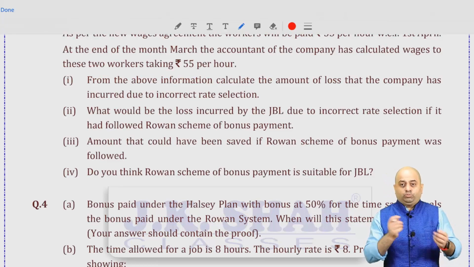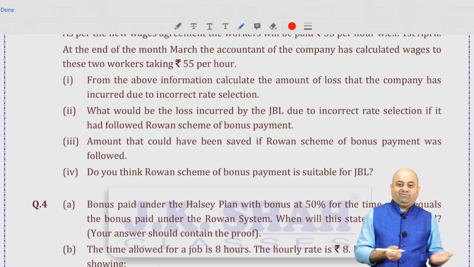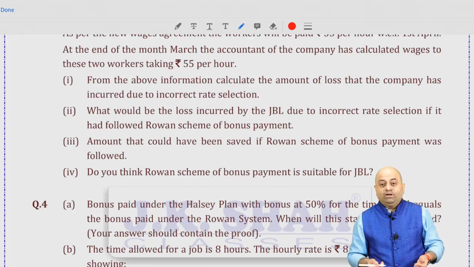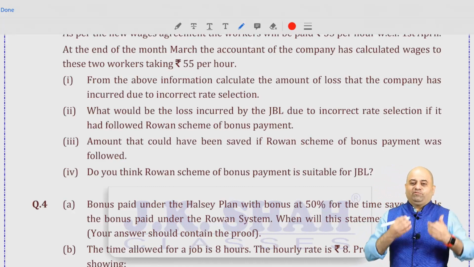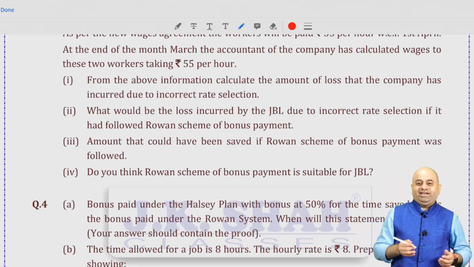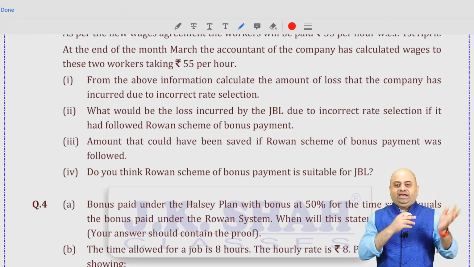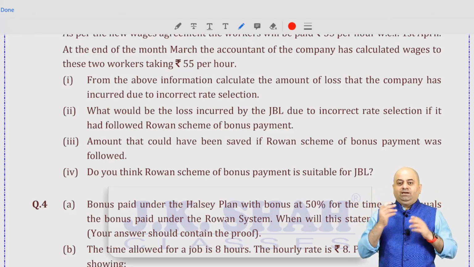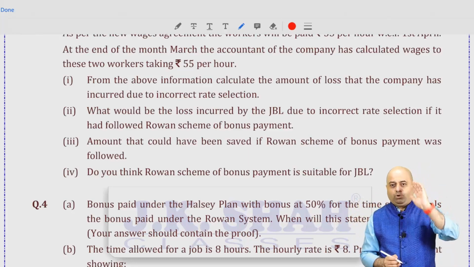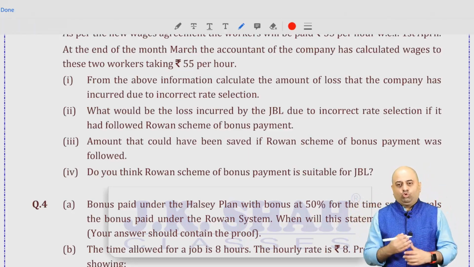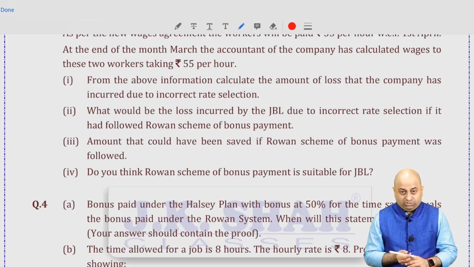Third required part spoke about whether RO1 scheme of bonus payment is to be followed, and fourth required part spoke about whether the bonus payment system of RO1 is suitable for JBL or not. So basically what we did throughout the problem is that we calculated correct, incorrect wages under HEL-C and RO1, and then we proceeded further. Big problem, but a problem did not have too much essence to go ahead about. So with that, I finished my discussion of question number 3.